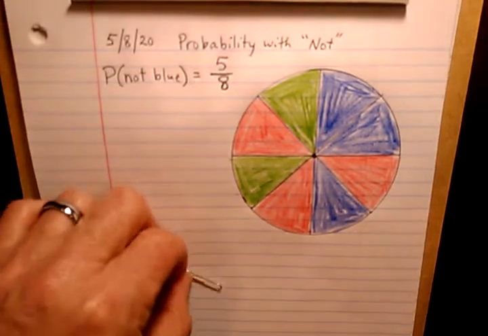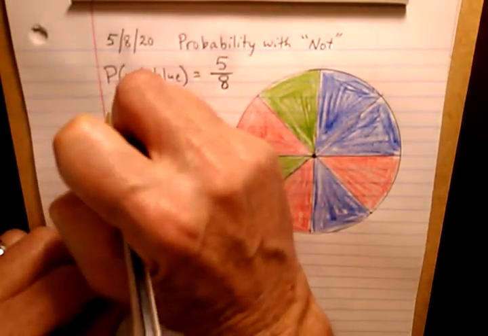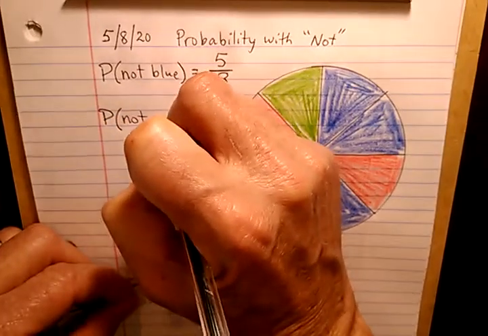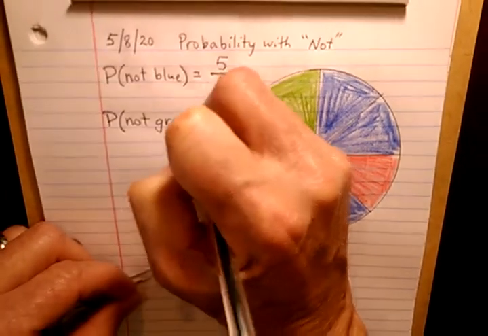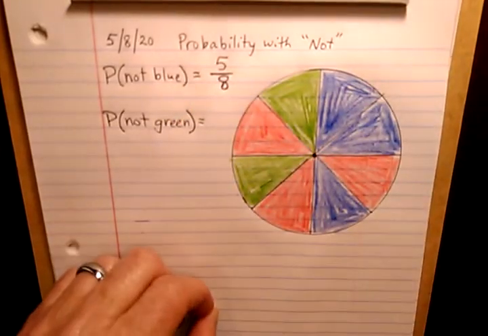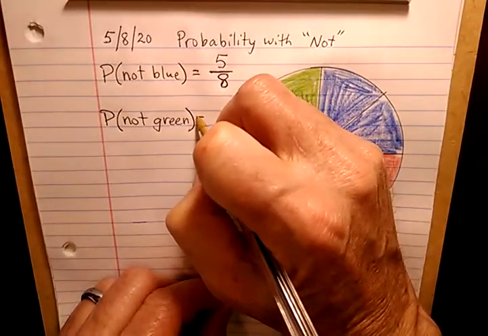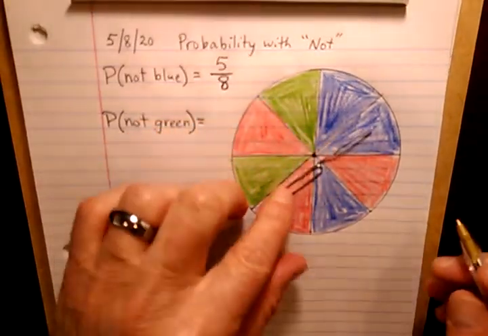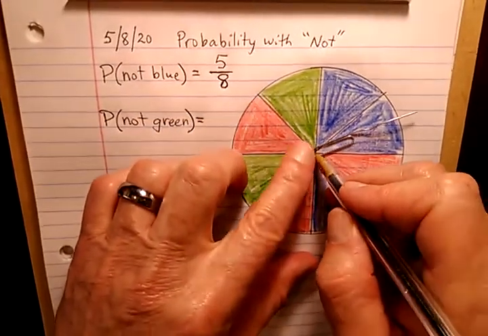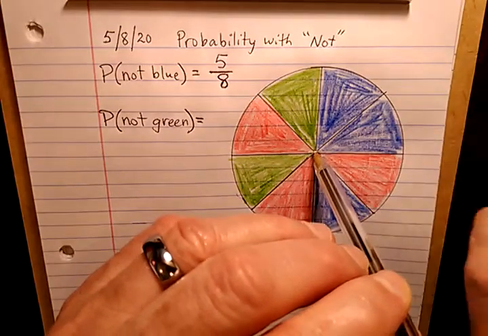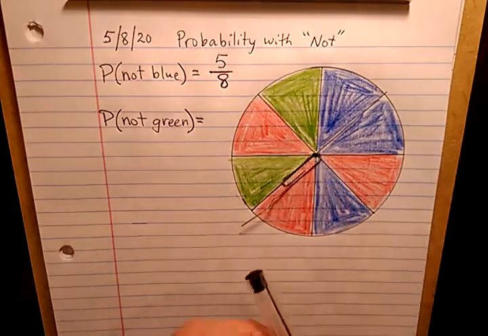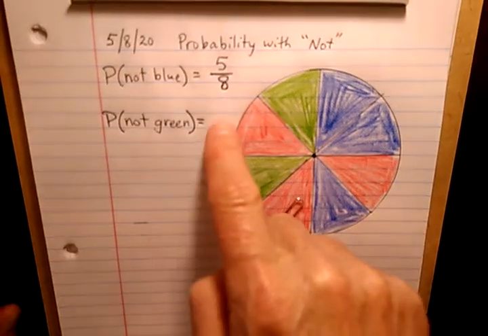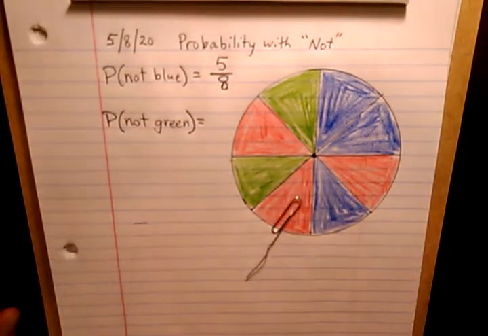Okay, I'm going to ask you a question. See if you can answer it before I do. What's the probability of not green? So if we want to know what's the probability, we will spin the spinner once and not land on green. So I landed on green, but we don't want to. We want not green. So what's the probability? Go ahead and write your answer in your notes.